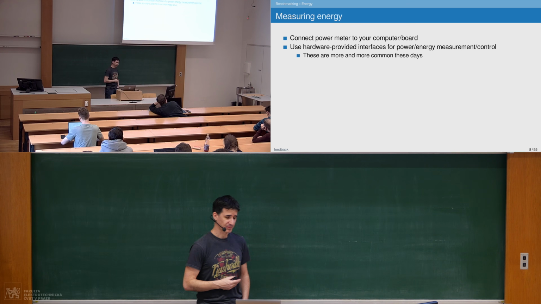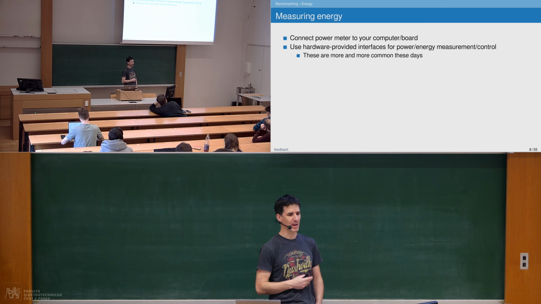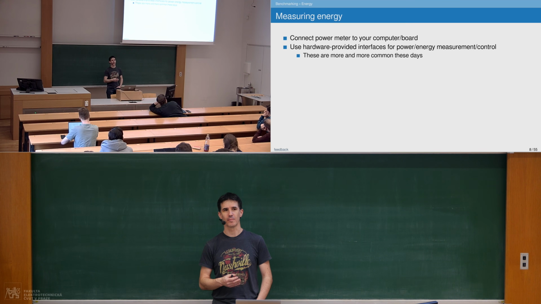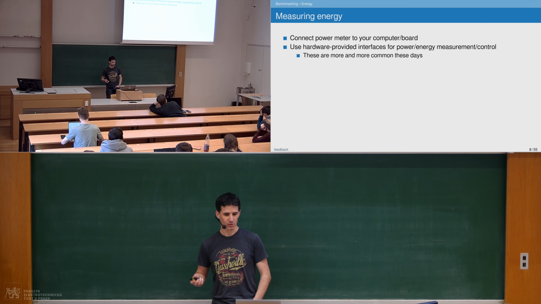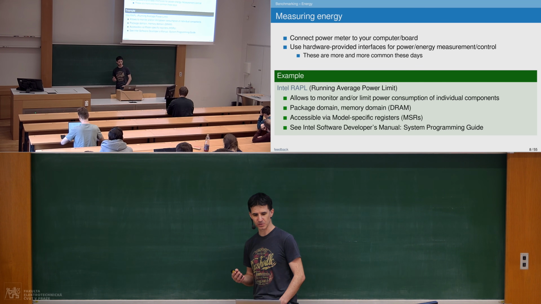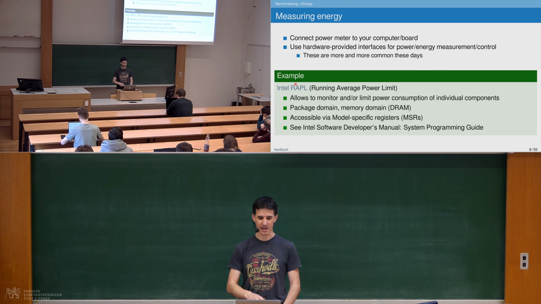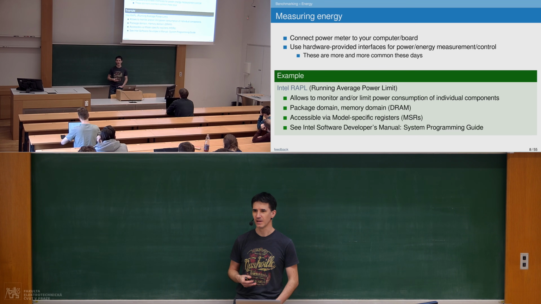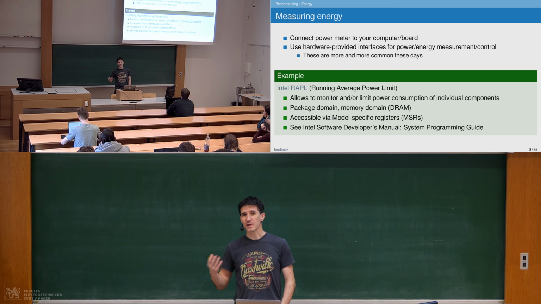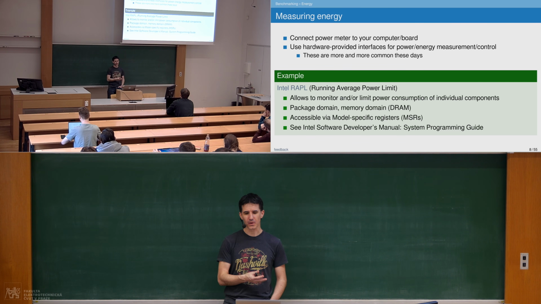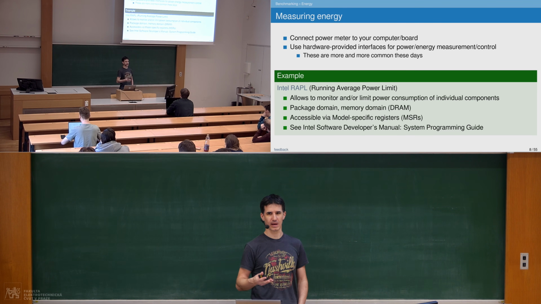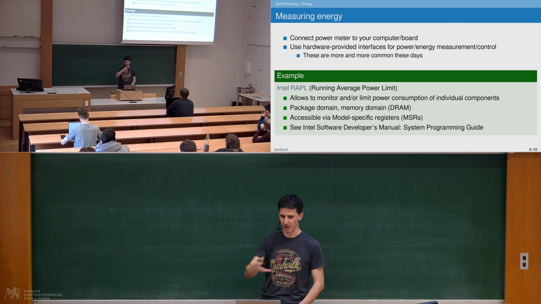So nowadays, many commonly used hardware platforms already have some power measurements built in. For example, Intel CPUs have a piece of hardware called Intel RAPL, running average power limit, which is something like the performance counters we talked about before, but these actually measure the power consumption of different parts of the chip, like the memory, the CPU, and so on.